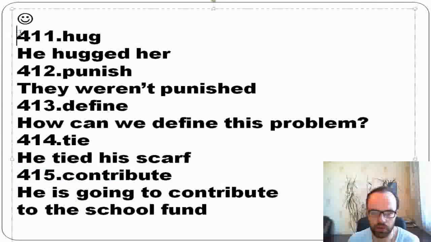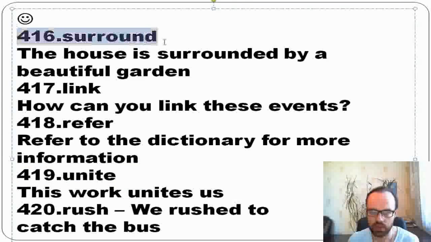Okay, so hug. He hugged her. Punish. They weren't punished. Define. How can we define this problem? Tie. He tied his scarf. Contribute. He is going to contribute to the school fund. Surround. The house is surrounded by a beautiful garden. Link. How can you link these events?